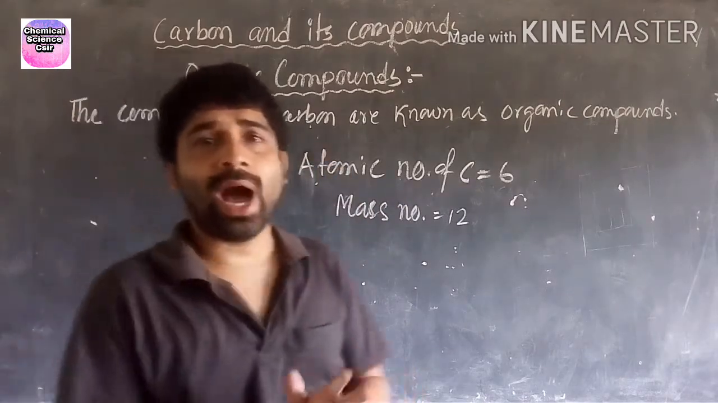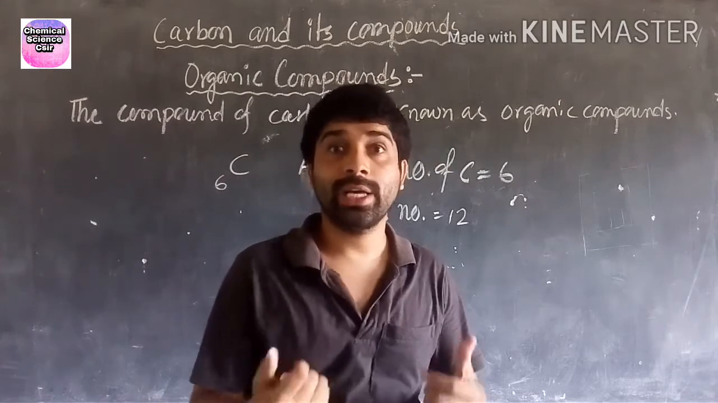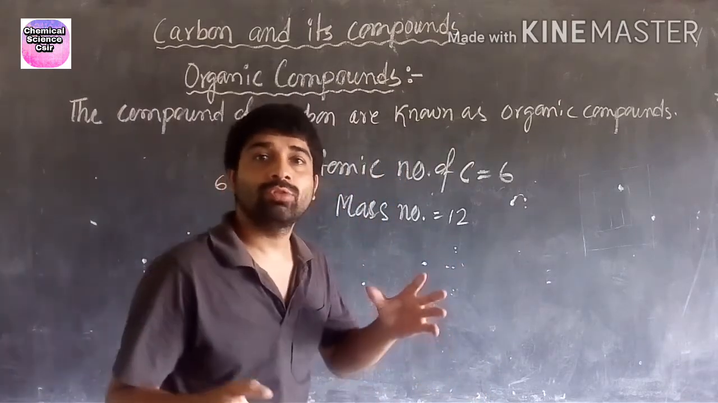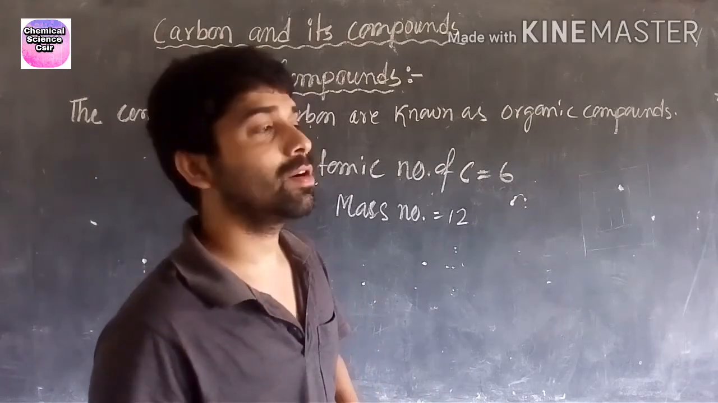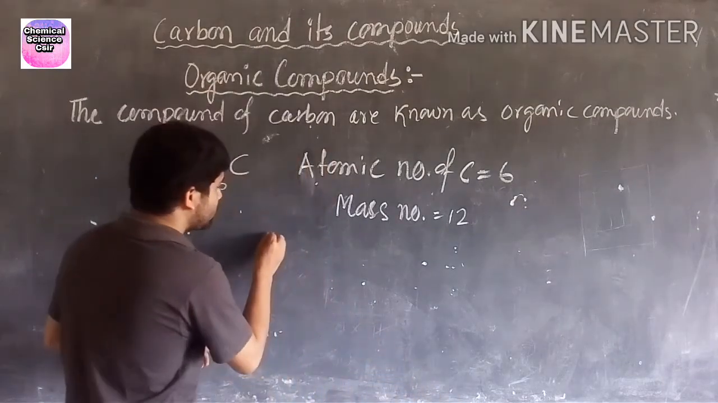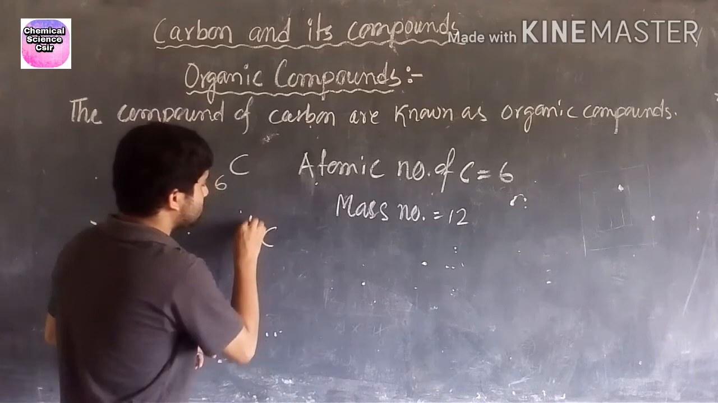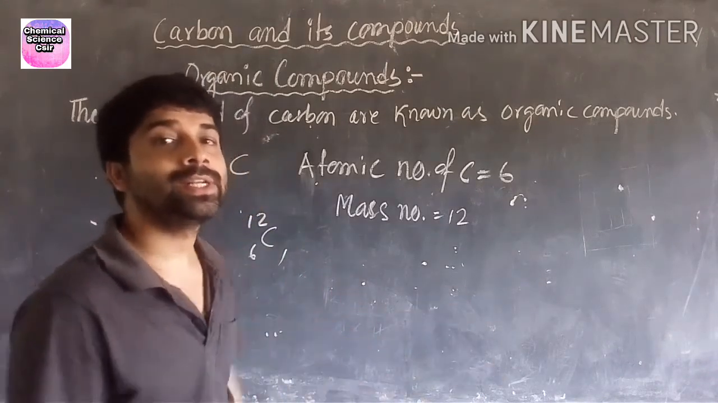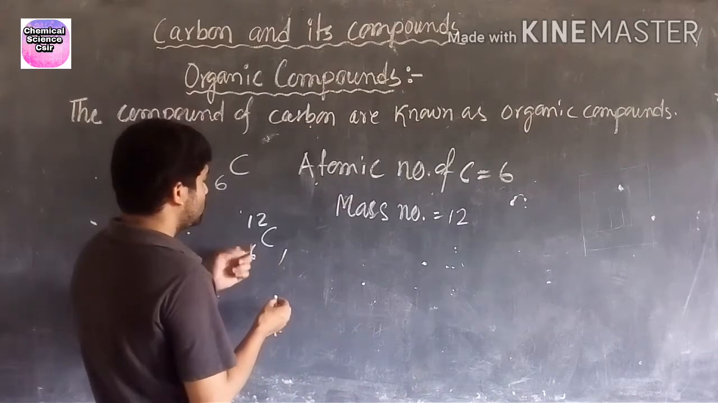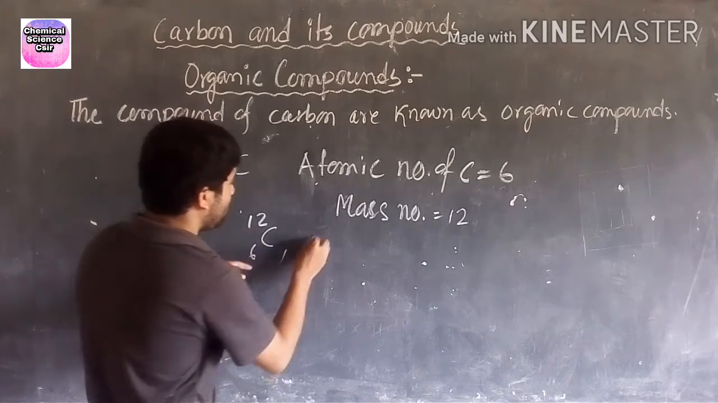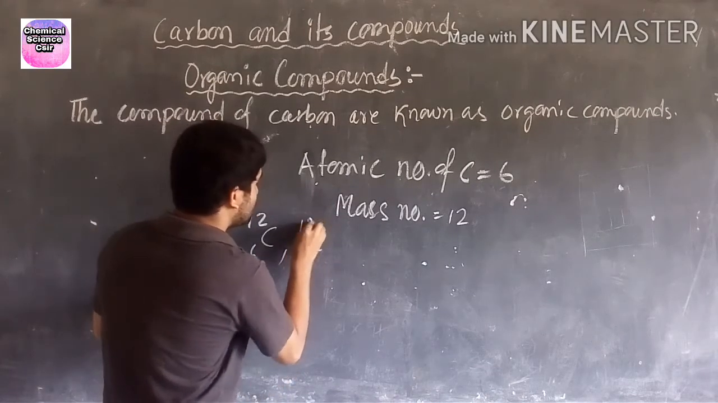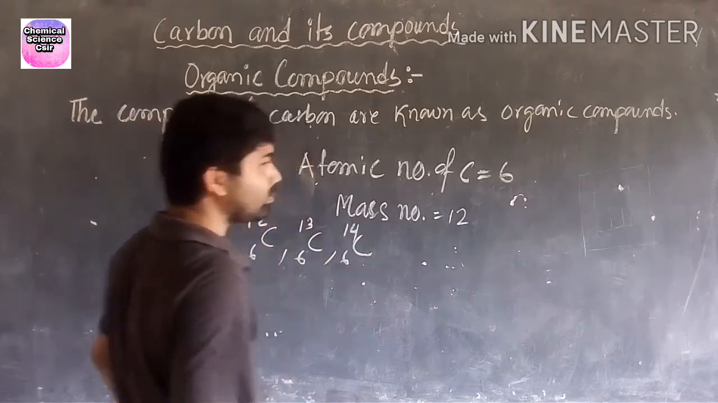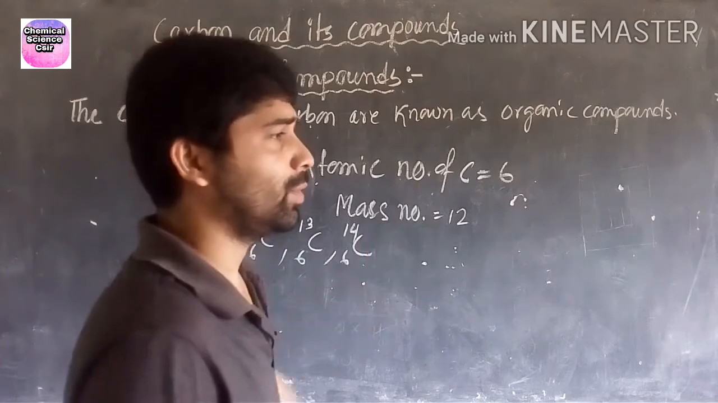All of you know these isotopes of carbon. There are 3 types, that means 3 kinds of isotopes of carbon. So the first one, see, carbon 6-12. You have learned this in class 9. Okay, so carbon 6-12, carbon 6-13, and carbon 6-14. These are isotopes of carbon.